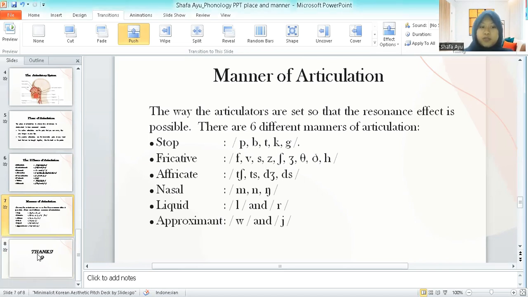Okay, so that's all about place of articulation and manner in consonants.